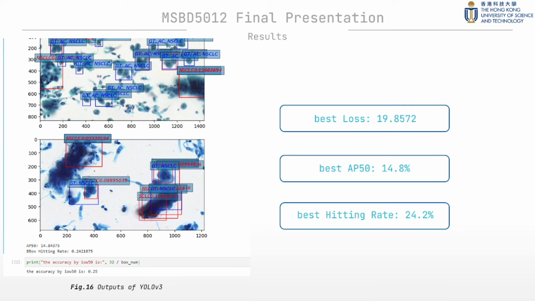In figure 16, we can see the output images from YOLOv3, where the bounding boxes in blue are ground truth and the ones in red are predictions. It is easy to tell the red boxes mispredicted a lot. The best result we got, shown at the bottom of the figure, is a best loss of around 20, a best AP50 of 40.8%, and a best hitting rate of 24.2%.